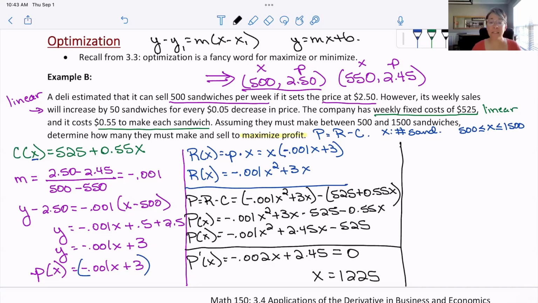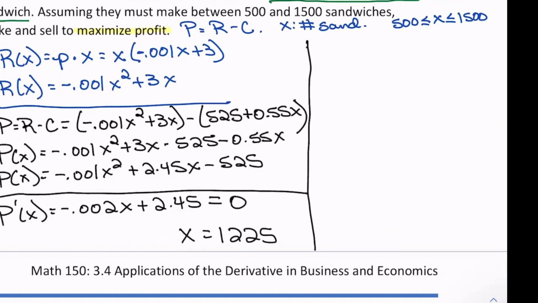We are wanting to maximize profit. So remember, that maximum point can occur at a local max, or it can occur at the endpoints. So remember, up here, they told us they can make between 500 and 1,500 sandwiches. So we need to figure out what the profit is at all three of those points and see which one's higher. So let's find the endpoints.